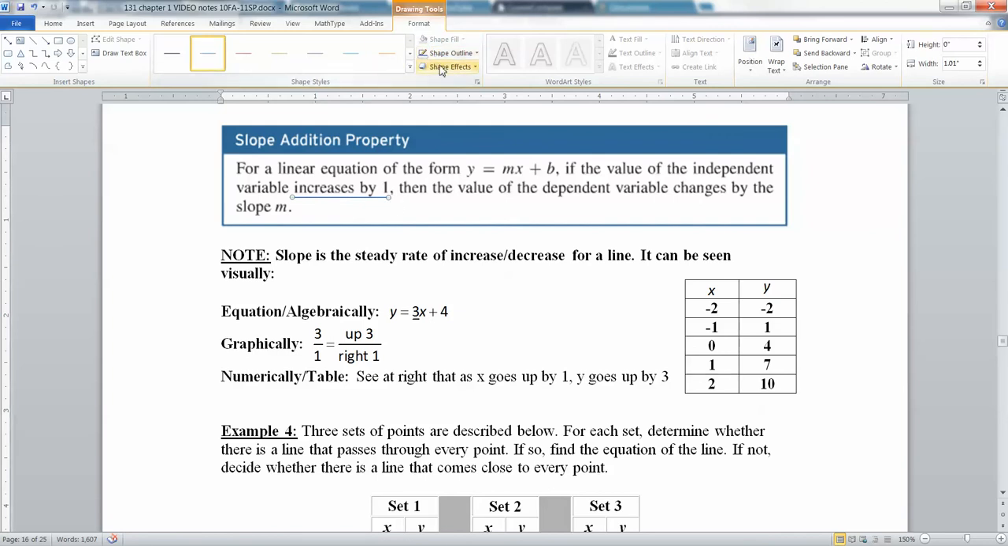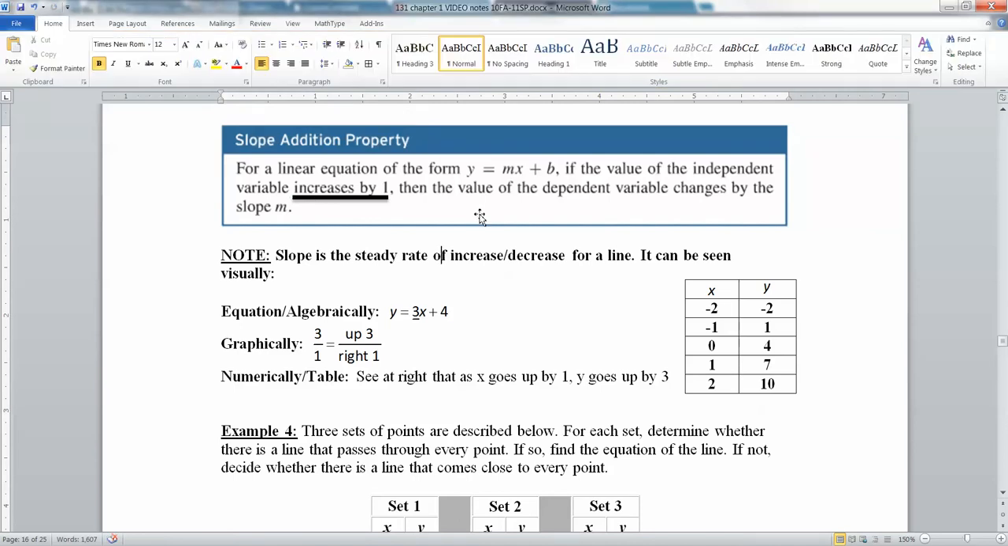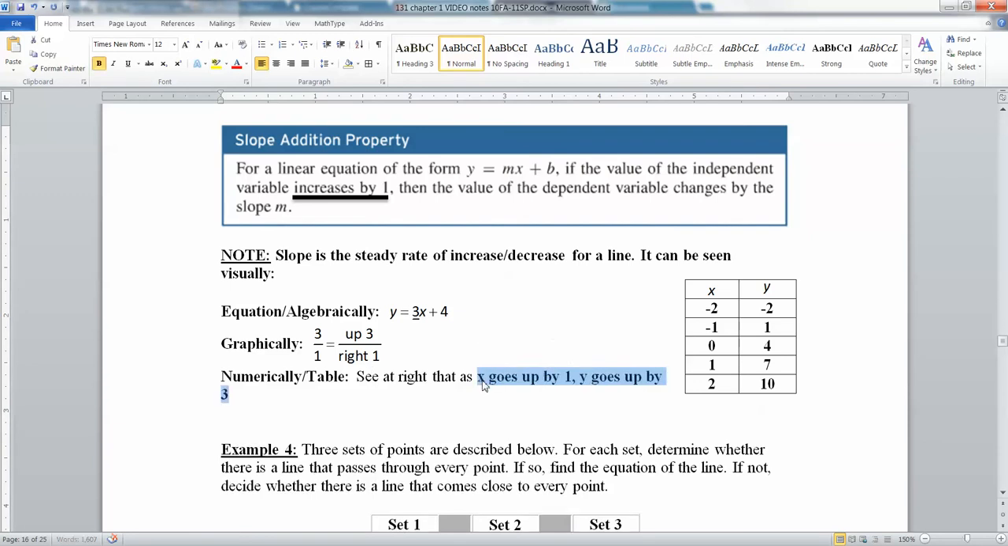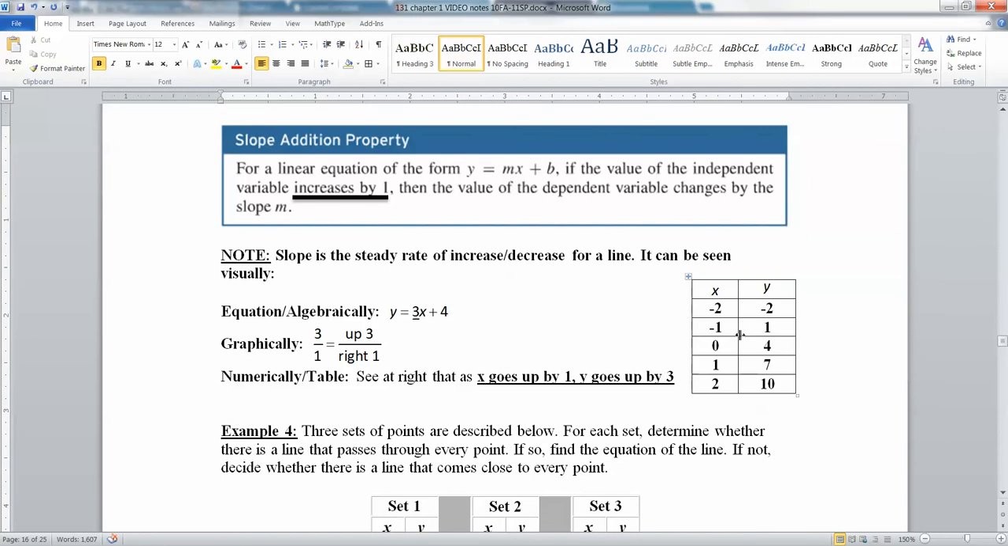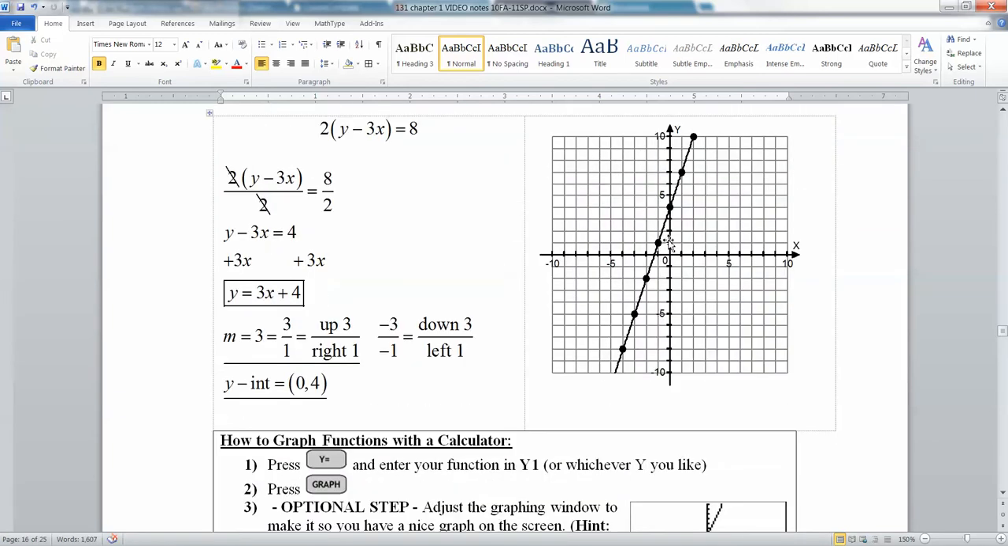So as x increases by 1, the y increases by m, right? The dependent variable changes by the slope m. That's what they're saying right here. As x goes up by 1, y goes up by m. They're getting at that same idea. Really, really important idea. So you can see it in the algebra. You knew the slope was 3 when you looked at it. You can see it graphically. You went up 3, right 1, up 3, right 1, up 3, right 1.